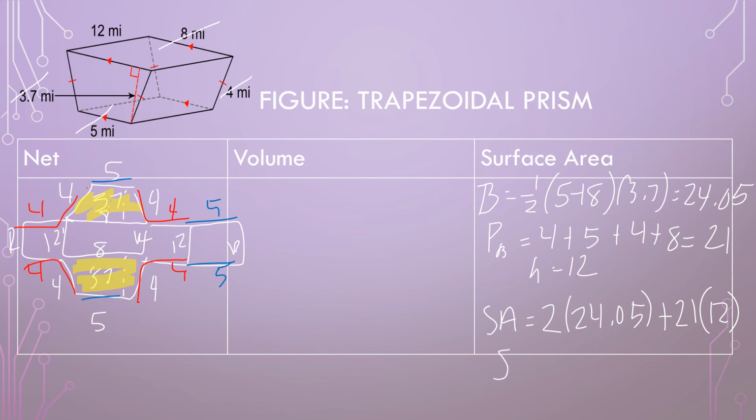Multiply that all together, and you would get the surface area is 300.1 miles squared for the surface area.